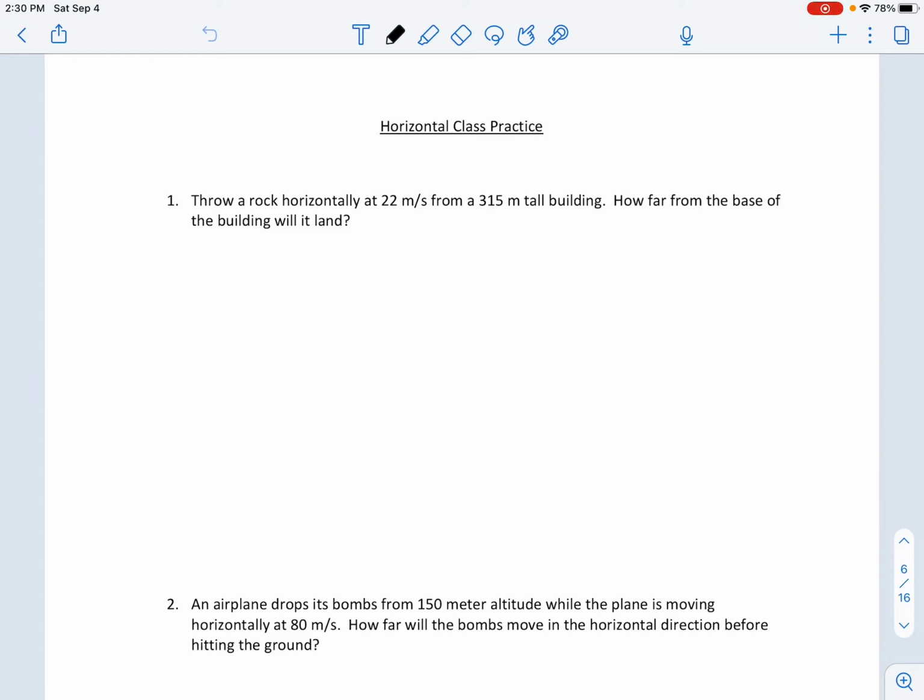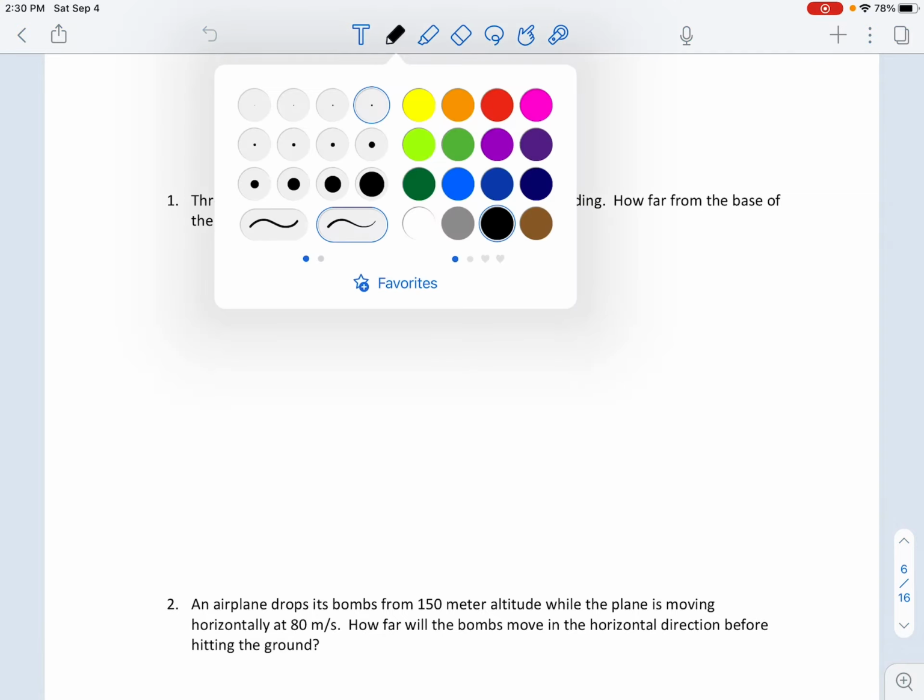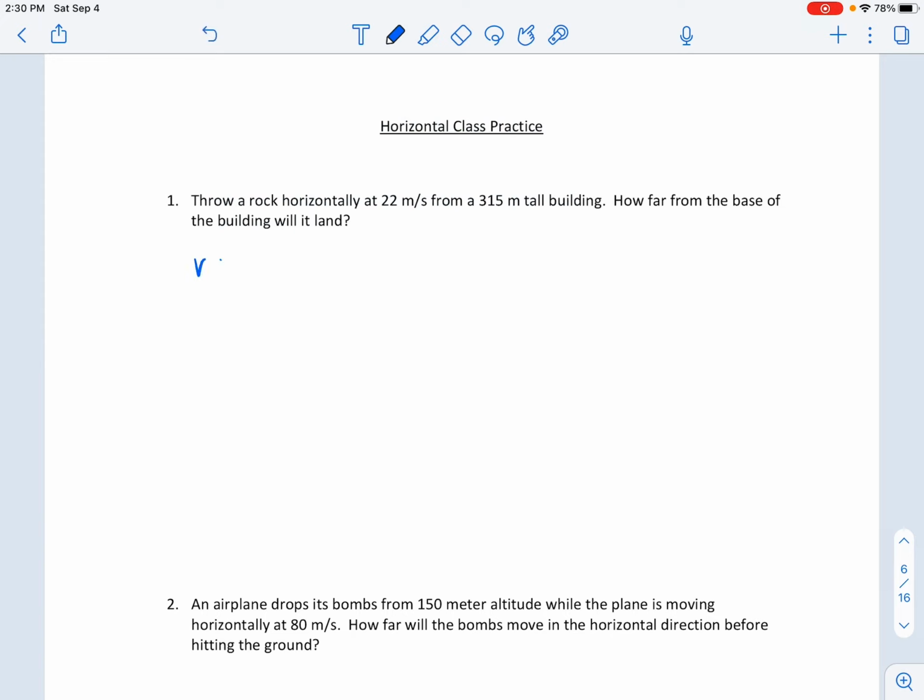So first we want to read the story. Throw a rock horizontally at 22 meters per second from a 315 meter tall building. How far from the base of the building will it land? Now, if I were to ask my students to list their givens without any kind of instruction, what I typically see is that students would just do this. And they may or may not also add that. Okay. Yes, these are variables and this is my unknown, but that information is not specific enough.